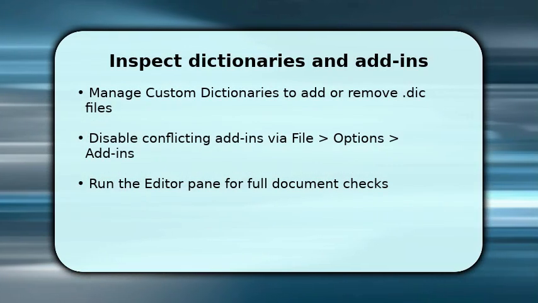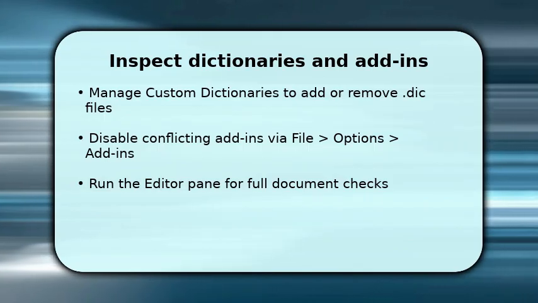Next, you dive into the middle steps that often fix persistent failures. Open Proofing's custom dictionaries and add your .dic or remove corrupted entries. Corrupted files can silence spell check.